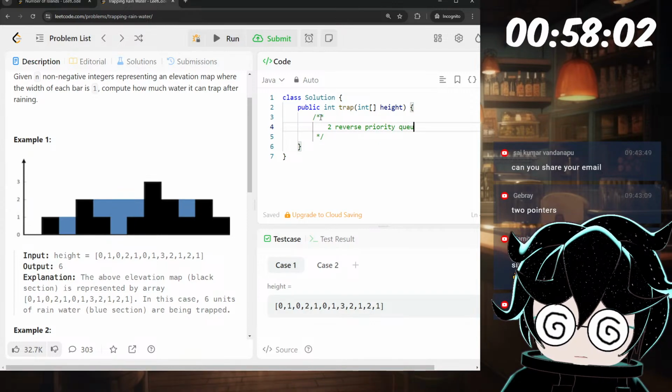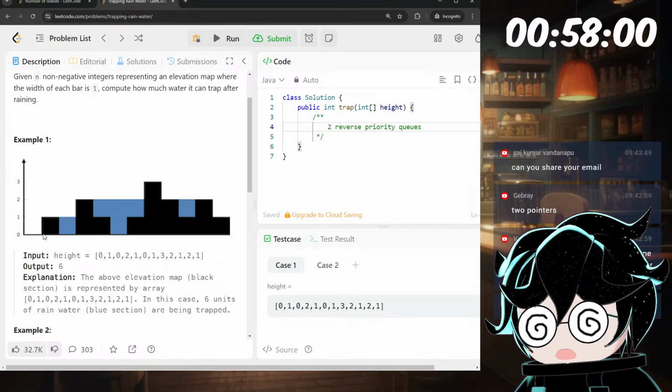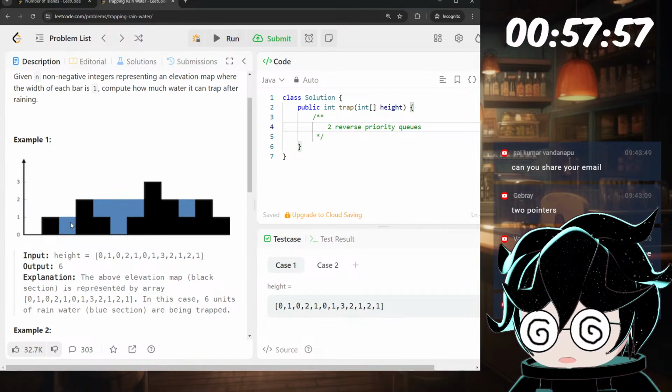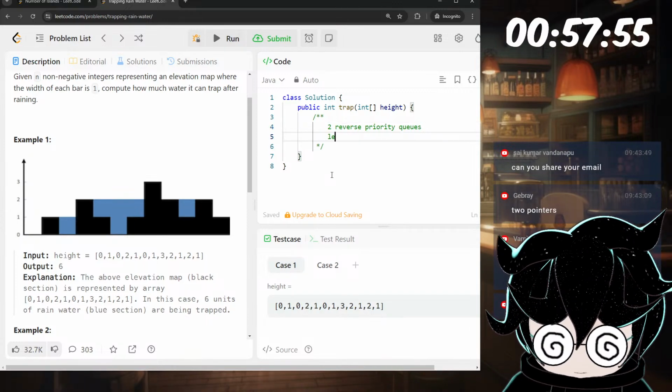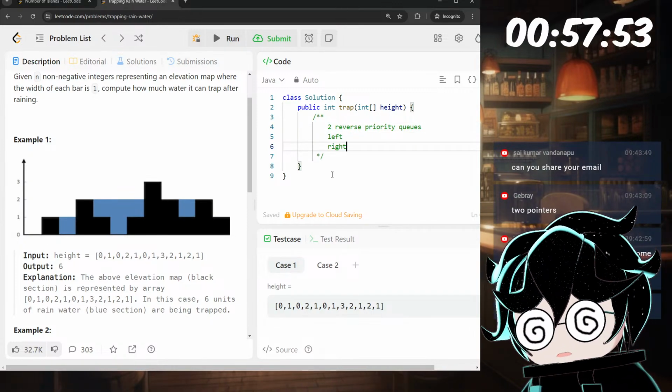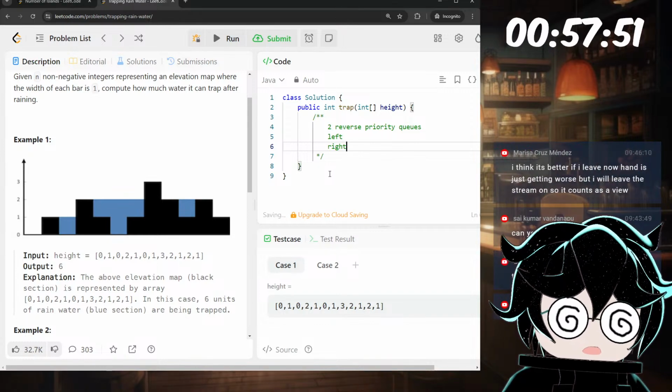Priority queues. So if we're like here, 1 representing the left and 1 containing the right stuff.